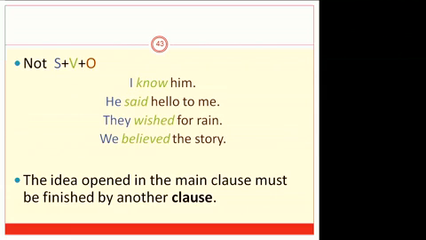I know him. He said hello to me. They wished for rain. We believed the story. These verbs of cognition or communication are used in simple sentence structure because there is only one independent clause. In order to have complex sentence structure using a clausal complement, the idea that is opened up in the main clause through the verb of communication or cognition must be finished by another whole clause. There must be an additional subject and predicate in a subject-predicate relationship.